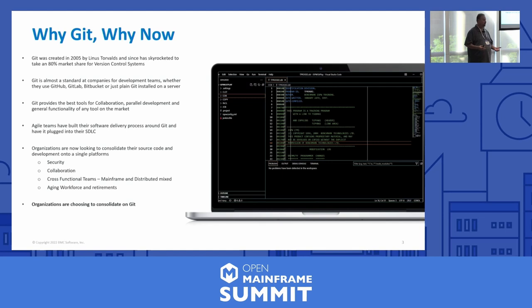All these things are coming together to say, why Git, why now, right? That's why it's moving to Git. Why now? Because now is the time. You're at that confluence of everything coming together and migrating off of the older systems.